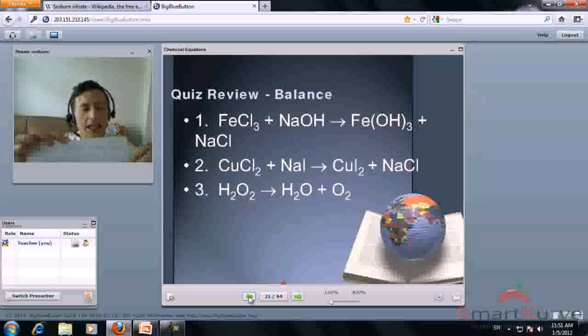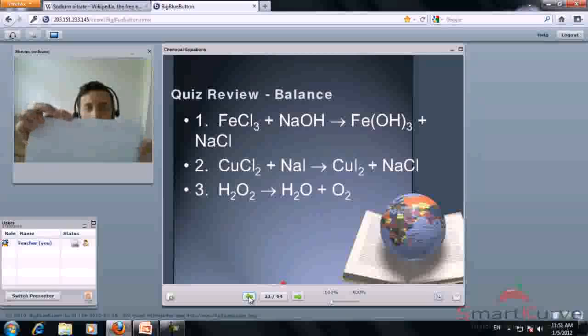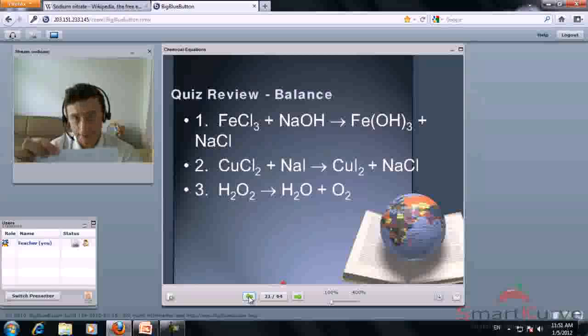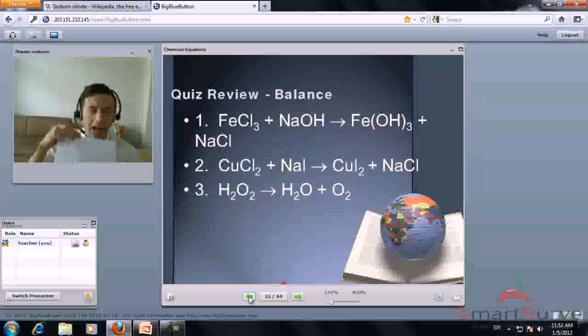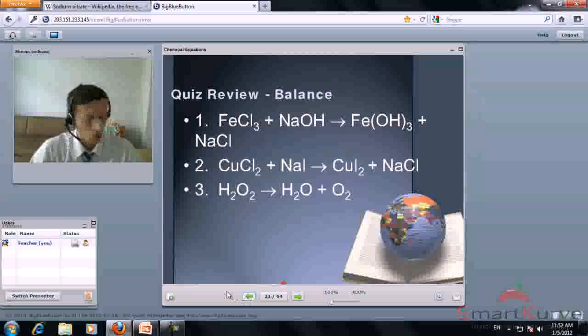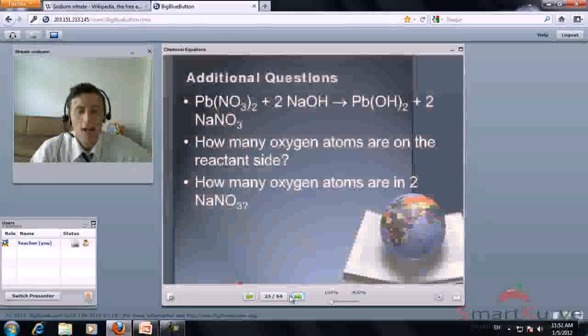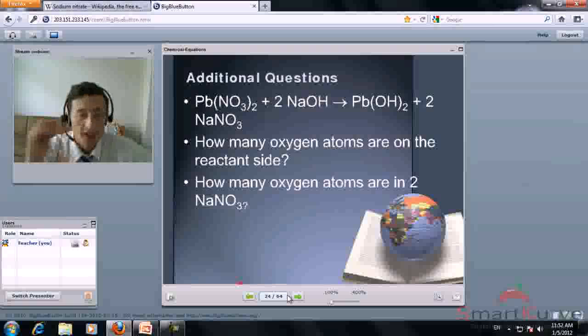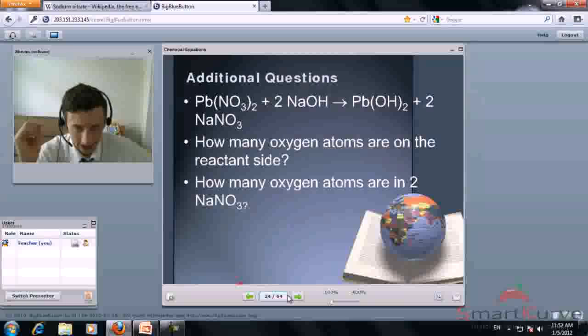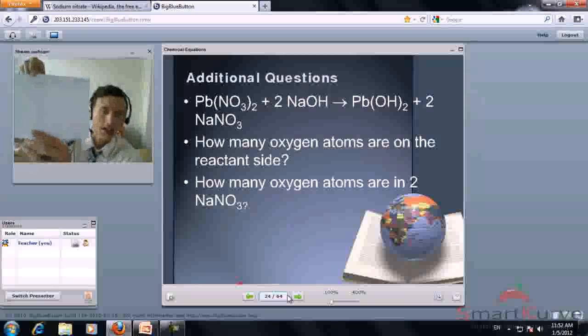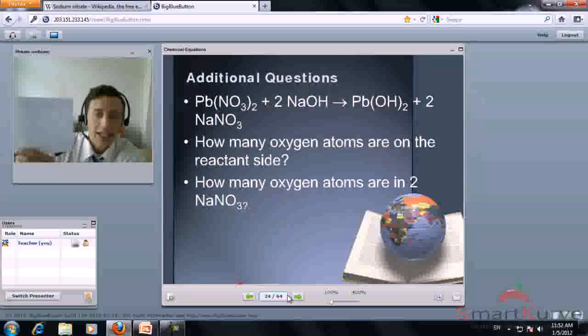I want you to keep this one in mind. The sodium hydroxide, also known as lye. This chemical that's used to make paper and soap and detergent. Remember this because we're going to move on and look at lye in another type of chemical reaction on slide 24. Here we see lead nitrate and sodium hydroxide, or lye, reacting to make lead hydroxide and sodium nitrate.